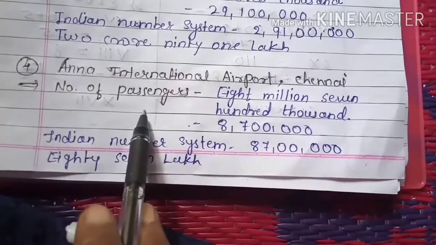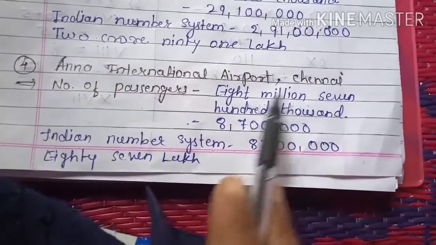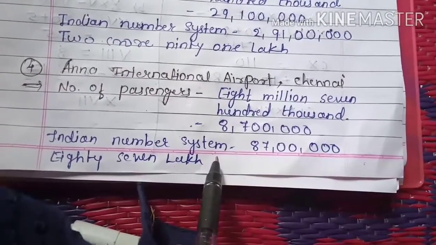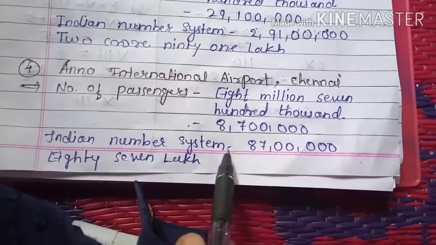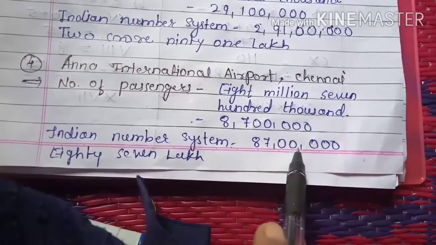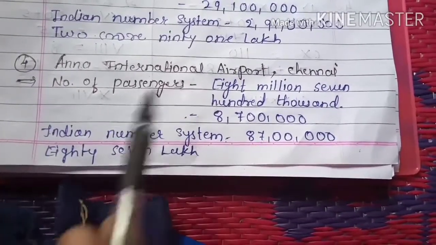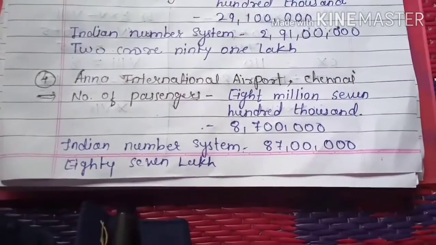So the fourth airport is Anna International Airport, Chennai. The number of passengers is 8,700,000. So write down the number, then convert this into the Indian system of numeration. In the Indian system, how will we write it? 87 lakh. So write down this number in words, 87 lakh. This is the answer for question A.